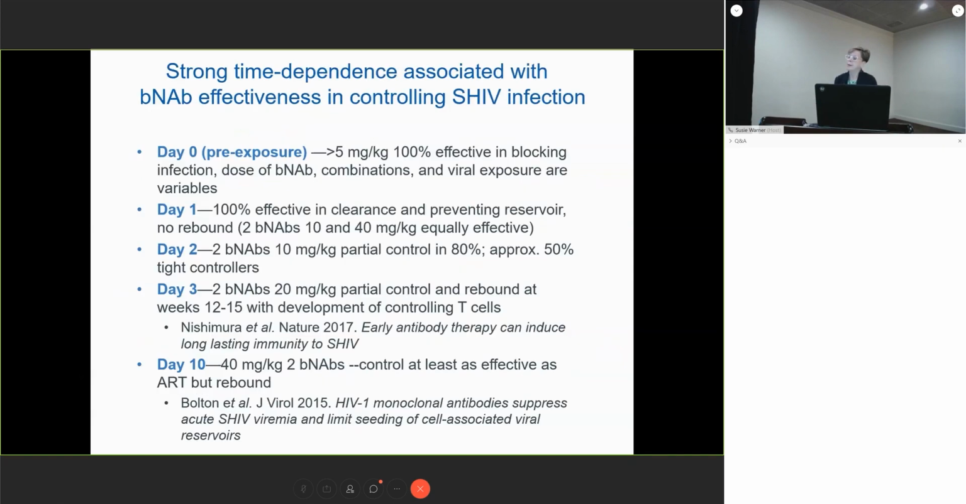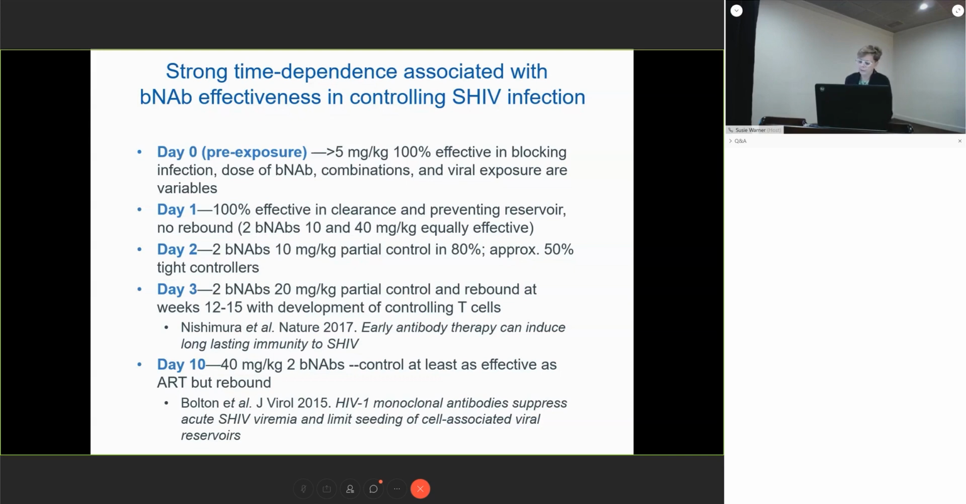And to summarize, the time dependence of post-exposure prophylaxis with SHIV in monkeys using human antibodies: this is pre-exposure, obviously, but post-exposure, it works really well at 24 hours. We found that 2 different doses worked equally well. Day 2 looks like we got partial control, with about 50% being tight controllers, and then another percent being a little bit better controlled. At day 3, in the Nishimura study, there was also partial control and some rebound in some animals with controlling T cells.